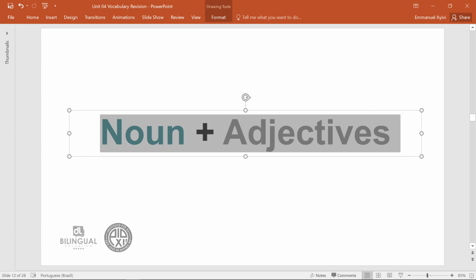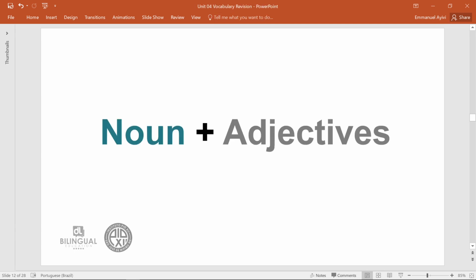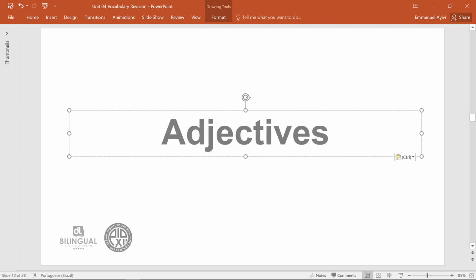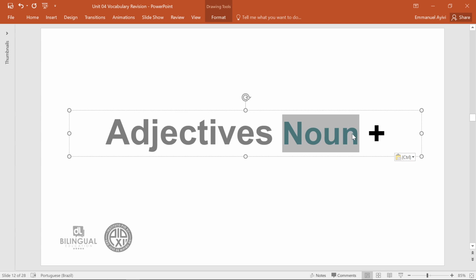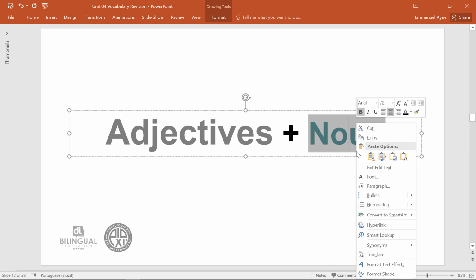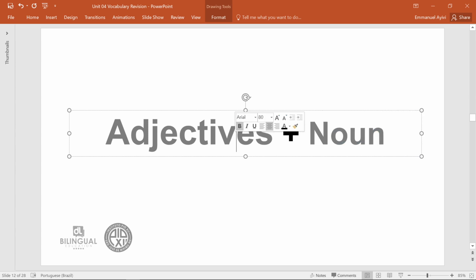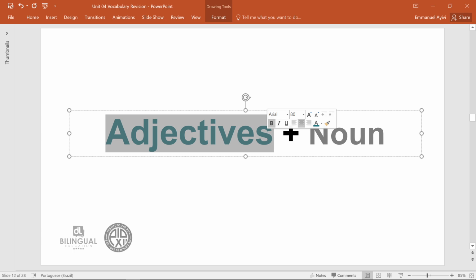And to form phrases in English, you need to bring the noun. Sorry guys, this is wrong. The adjective comes first before the noun. So let's change it here. Excellent. Let me change the colors also. This is ash and this is green. Excellent. So in English we have adjective plus noun. In English we use the adjective before the noun.